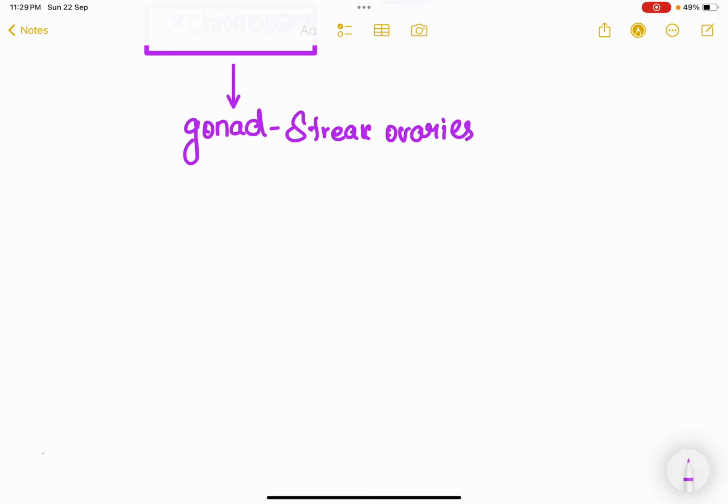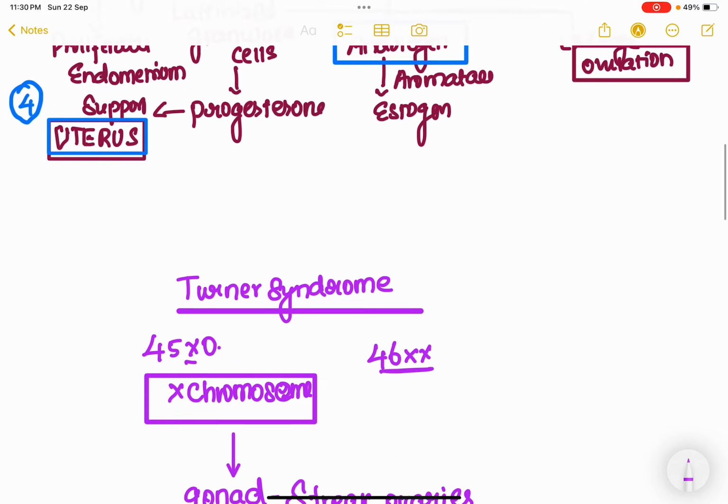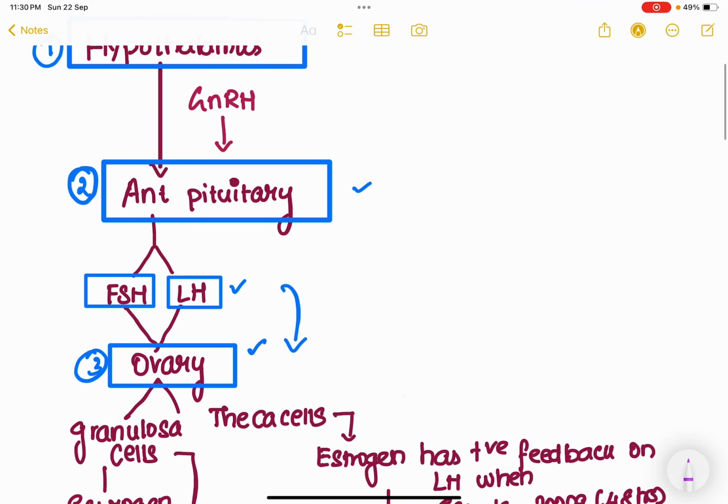Only if both X chromosomes are present in a female will she have a properly developed ovary. If one X chromosome is structurally altered or missing, then the gonad is underdeveloped, giving streak ovaries. And the most important point is that these streak ovaries are not malignant. Is that clear? So where is the problem out of these four: the hypothalamus, anterior pituitary, ovary and the uterus?